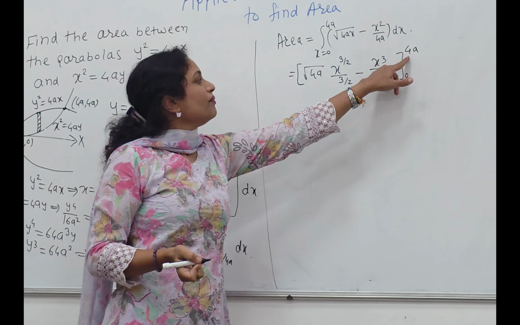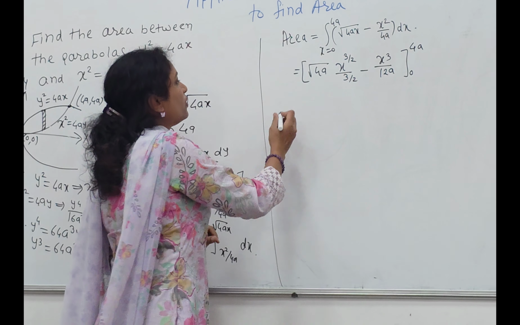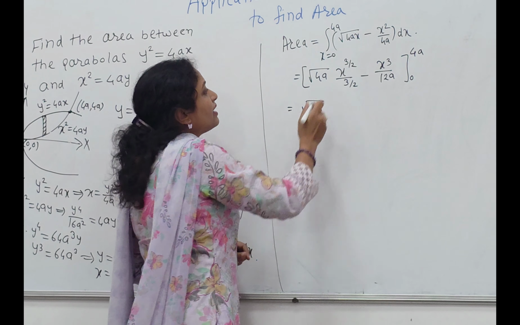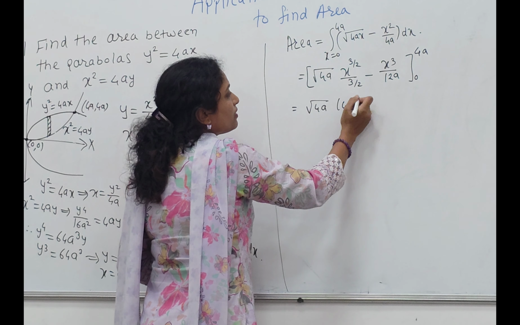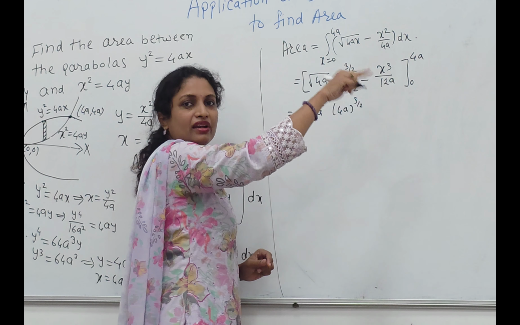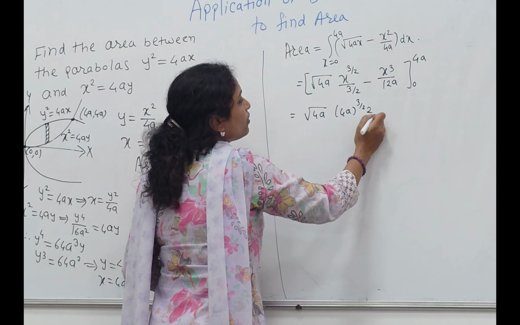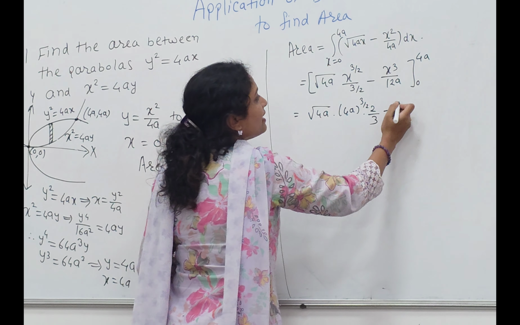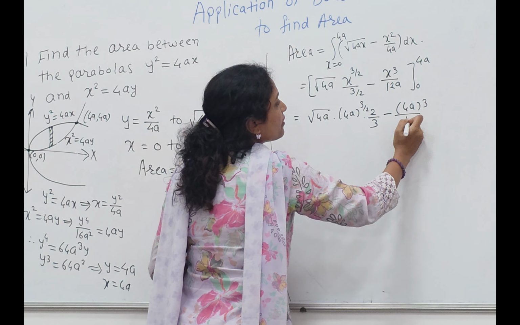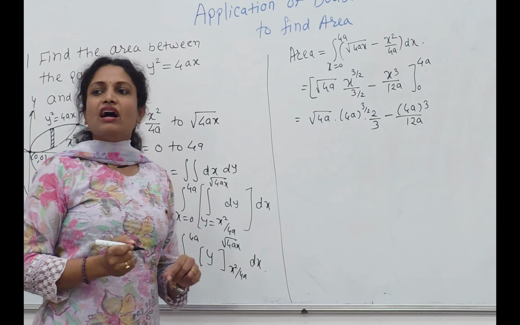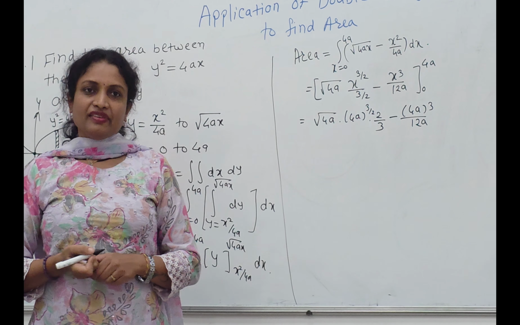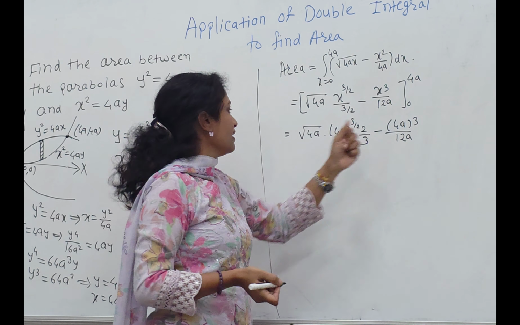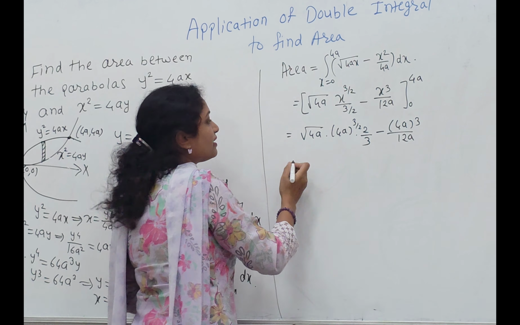So let's put the upper limit in place of x here. You have this root 4a as it is. Then here 4a raised to 3/2, and this 3/2 in reciprocal will be 2/3. And here minus 4a³ upon 12a. What will you get after putting the lower limit? 0, because if you put 0 here, it will be 0. No need of it. Now just rearrange and simplify the terms.